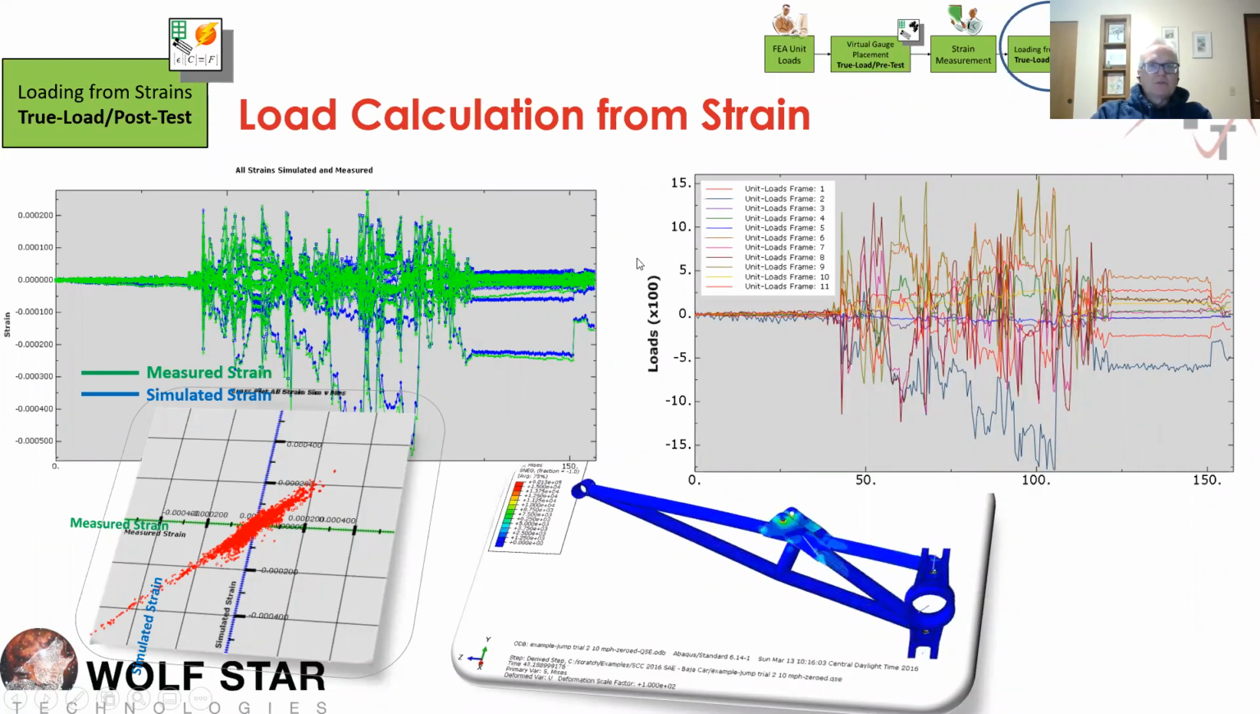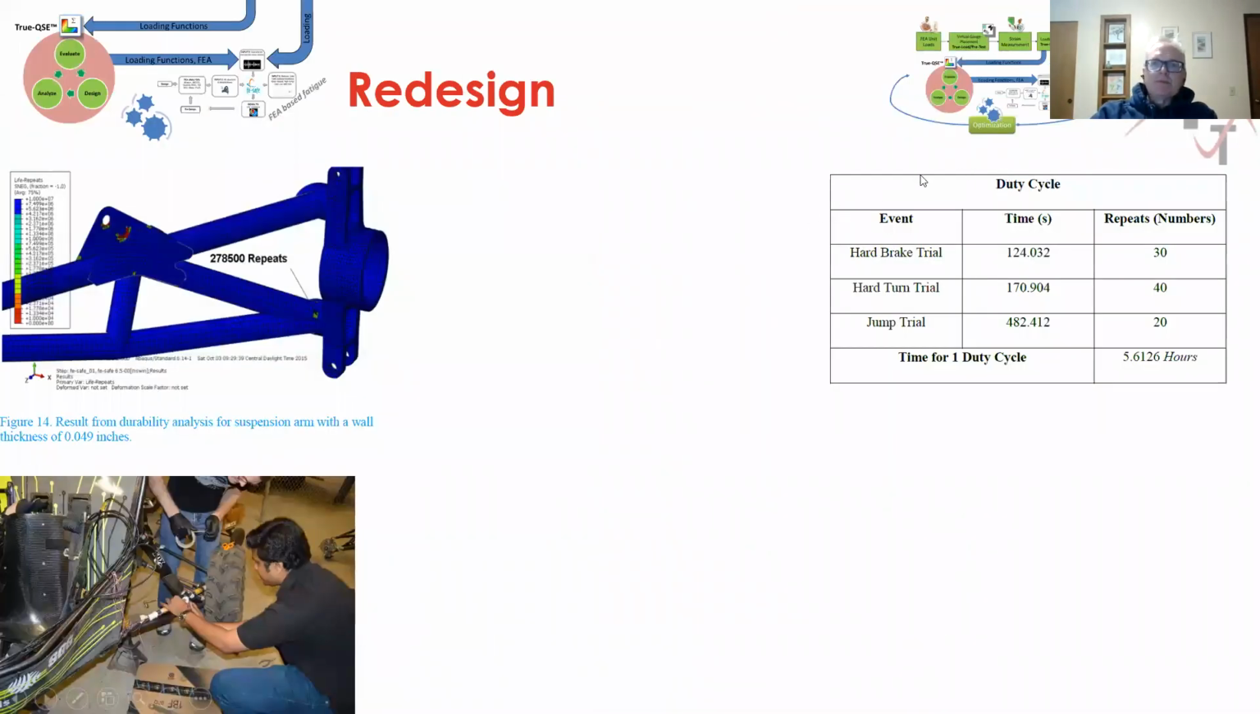And then of course, once we've got the operating loads in the structure, we can generate an operating deflection shape. So this is fantastic. They got great correlation here. They could see the loads on the structure, but what these students really wanted to do is they really wanted to do redesign. So they made up a duty cycle here. They said, okay, a typical race course would have 30 hard brakes, 40 hard turns, 20 jumps. And so when they put that all together, that was about 5.6 hours of time for one duty cycle.